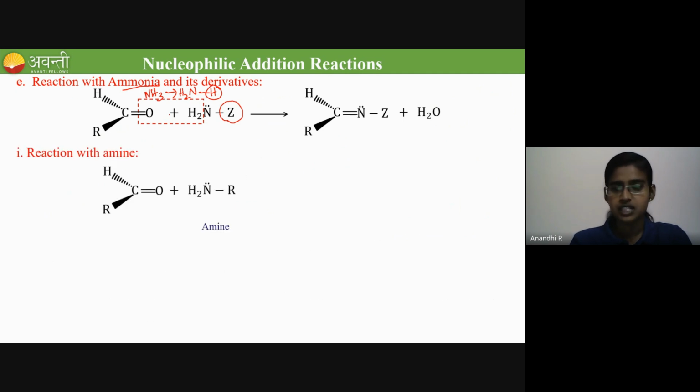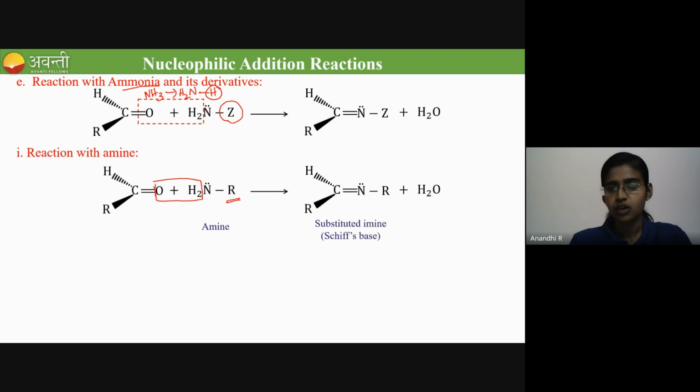First is the reaction with amine. This is the formula for amine, which is basically the primary amine. So what we have to do? Remove this H2O from this amine. Here Z is the R group, which is an alkyl group. So on removing the H2O molecule, we arrive at a product called substituted imine. It is also called Schiff's base.